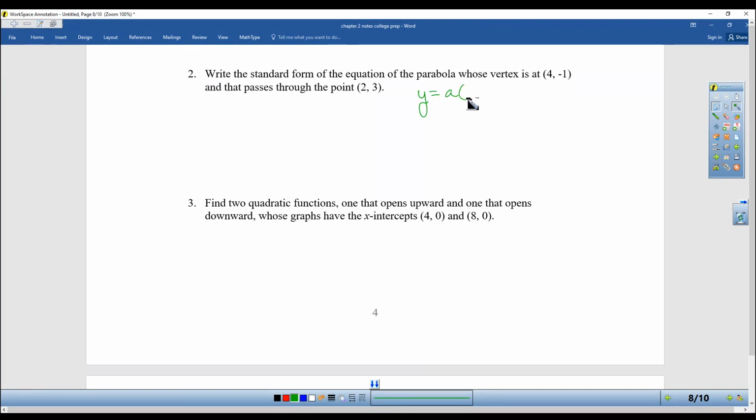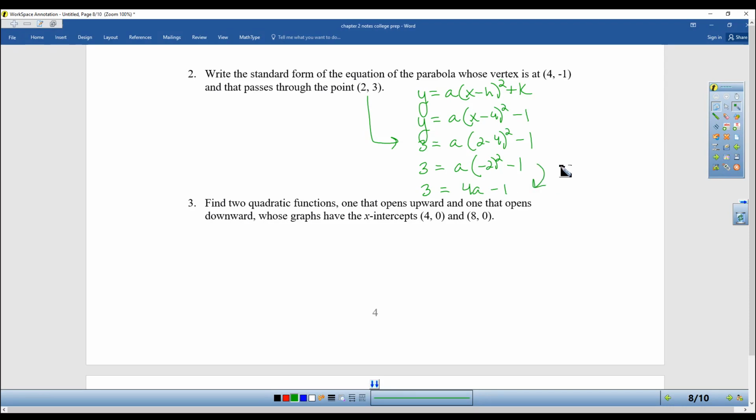Y is equal to a times x minus h squared plus k. First step, write the blank formula. Second step, fill in the vertex. Third step, plug in the point that you know to find A. Where do you have to watch out? I'm always going to tell you the biggest mistake. Negative 2 squared minus 1 is just 4a minus 1. Biggest error is right there. People all the time write 3a, but it's not.